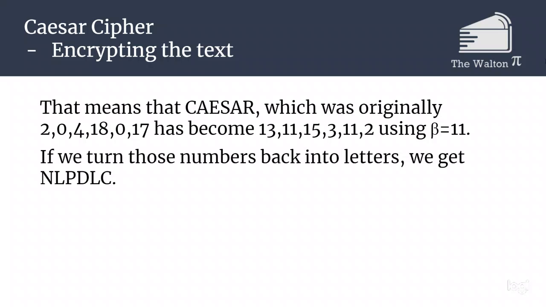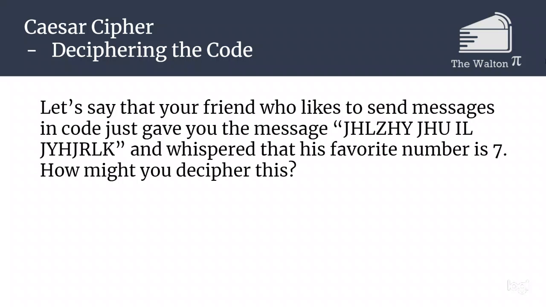So, Caesar, which was originally 2, 0, 4, 18, 0, 17, has turned into the encrypted text, or the cipher text, 13, 11, 15, 3, 11, 2, which, when we turn those back into letters, we get NLPDLC. It is hard to say, but fortunately we just have to be able to read it. So NLPDLC is the word Caesar, under the Caesar cipher with beta equals 11.